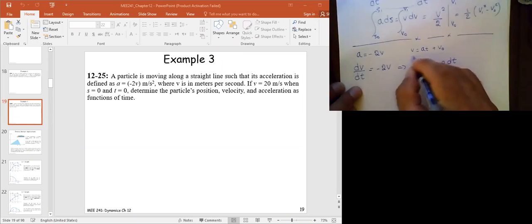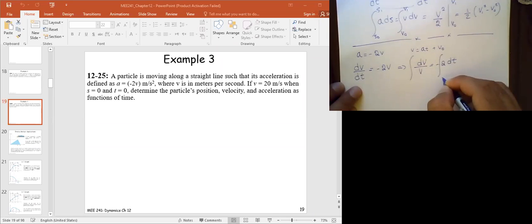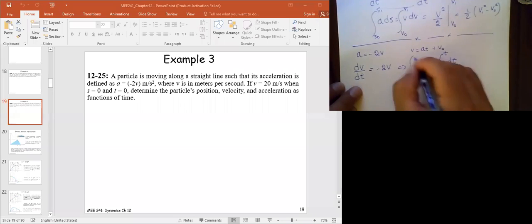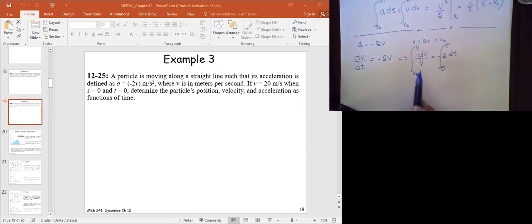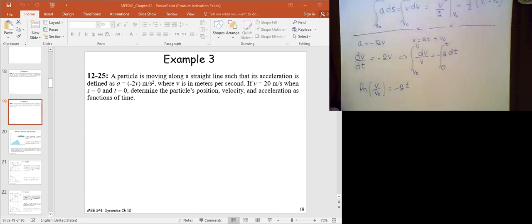Okay, so if I integrate this side and this side, from time 0 to time t, and this one from v0 to v, what happens now? Exactly, ln. So this is ln of v over v0 is equal to minus 2t. Remember, when you have the limits here, it's t minus 0, but obviously 0 is 0, so it will be minus 2t.